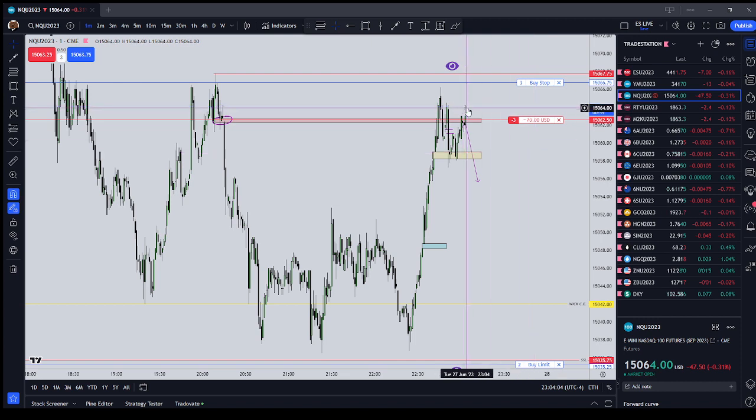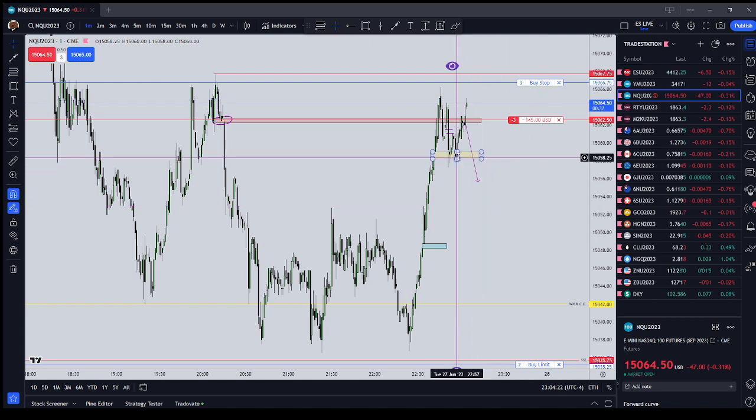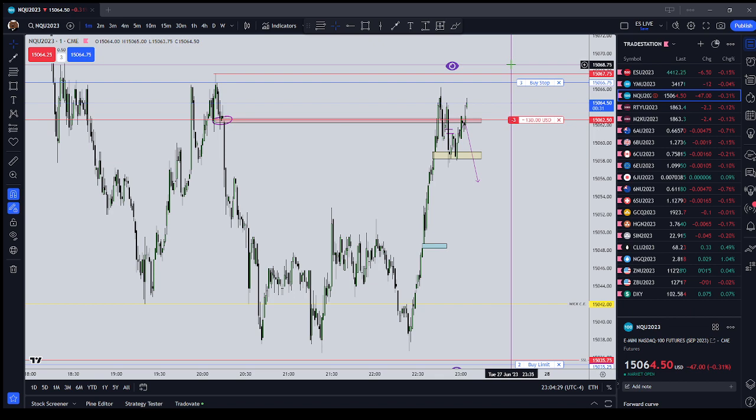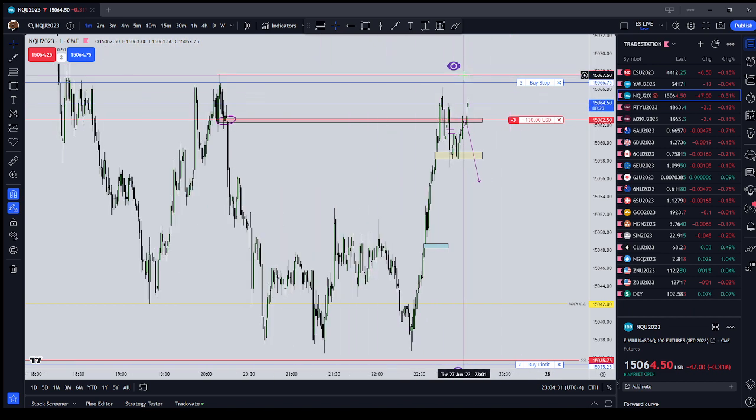Now you see we just gapped right on up on that 1 minute candle. So it is looking like it's going to be a loss. This is the maximum number of contracts here I'm willing to add on. I'm just going to let it be stopped out.